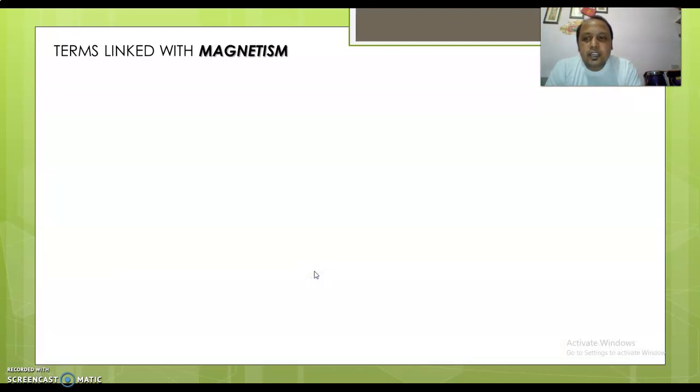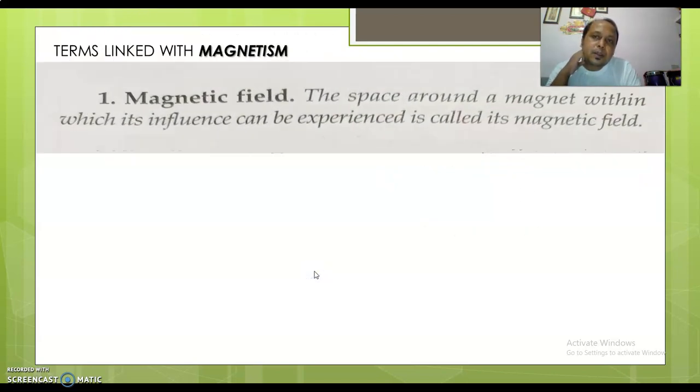Now we will discuss some of the terms which are used in magnetism. Okay, now first is magnetic field. Suppose we have a bar magnet, then the space surrounding it, where any other magnet when brought will experience a force of either attraction or repulsion. That space around the magnet within which its influence can be experienced is known as the magnetic field. Any magnet, the region surrounding it where its influence can be felt is known as the magnetic field of the magnet.